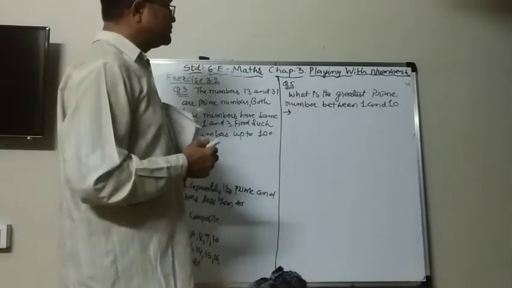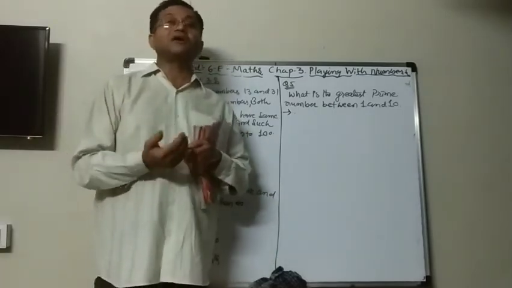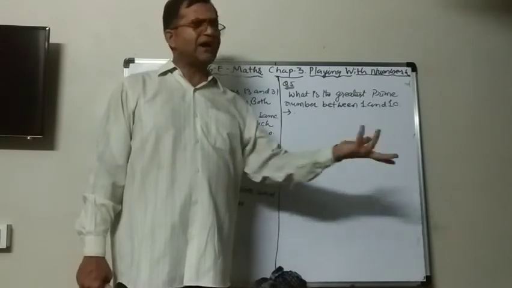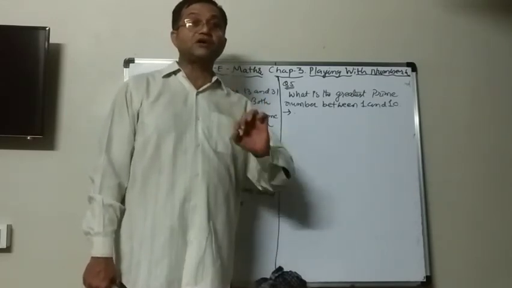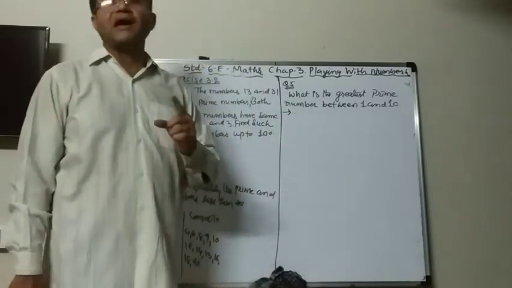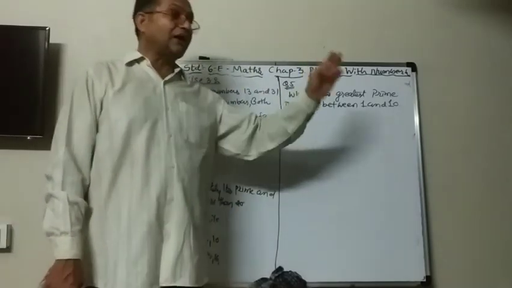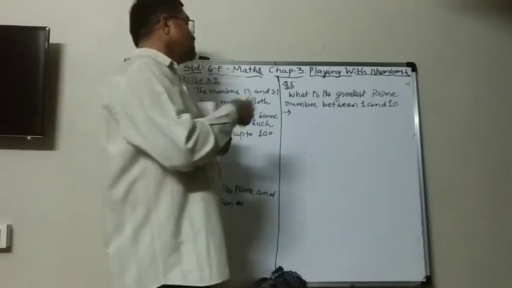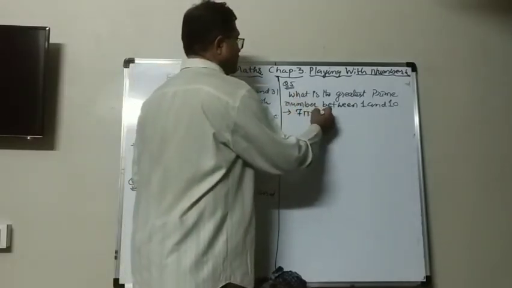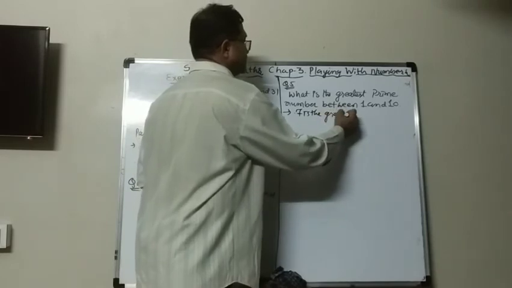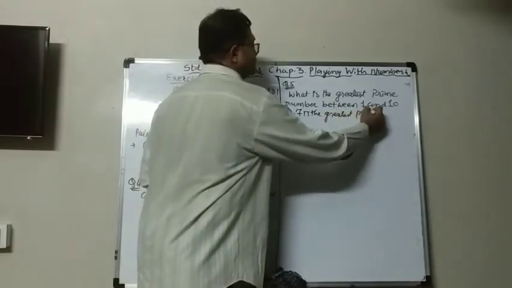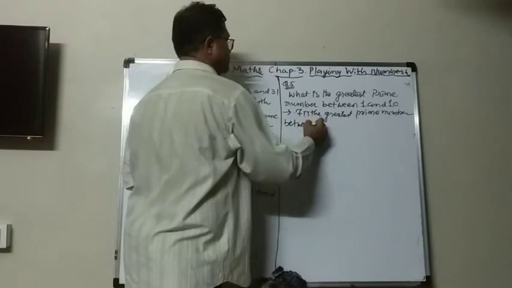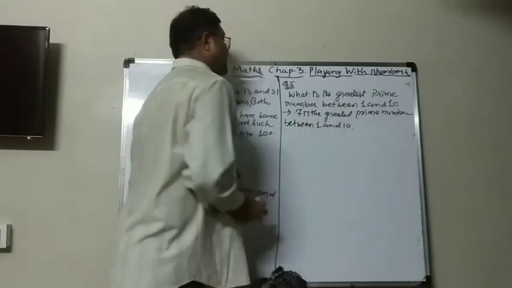Generally in a hurry, there is a chance to write down the wrong answer. Because generally, we think that before 10 is 9. Yeah, 9 can be the answer. But 9 is not a prime number. 9 is a composite number. So then, before that is 8, also composite. Then 7. So the answer is 7. So 7 is the greatest prime number between 1 and 10.